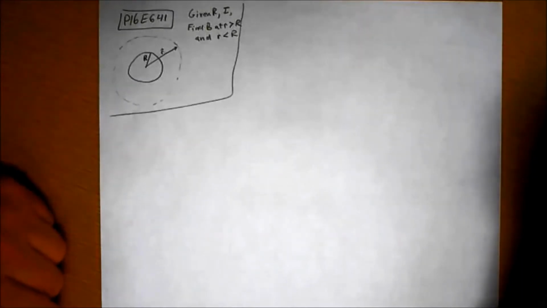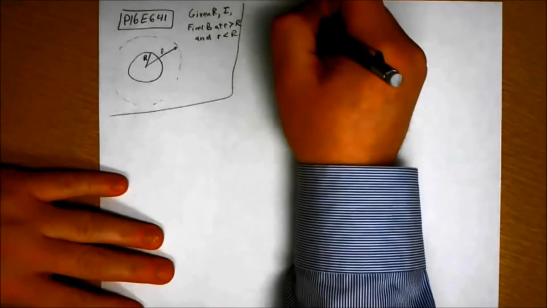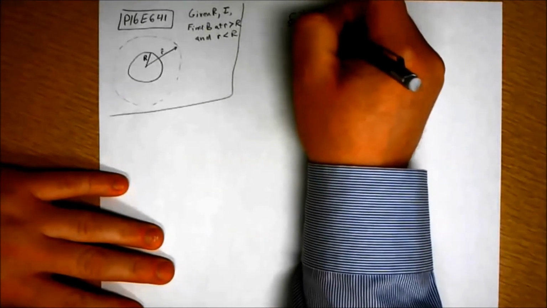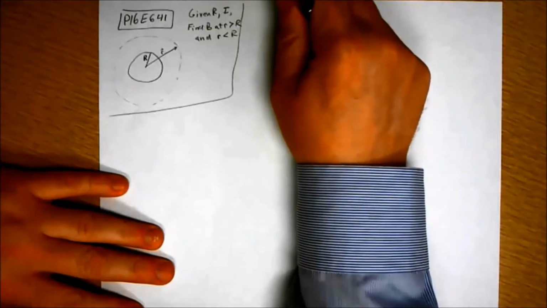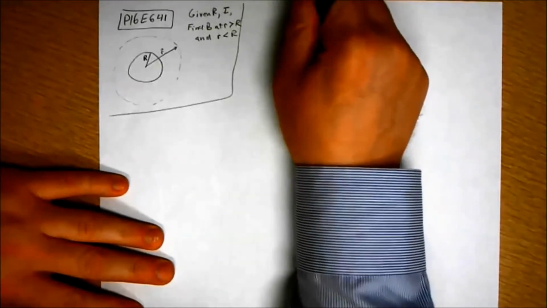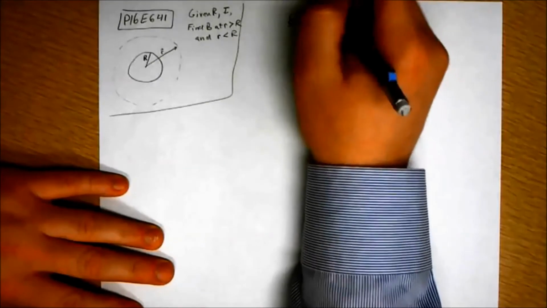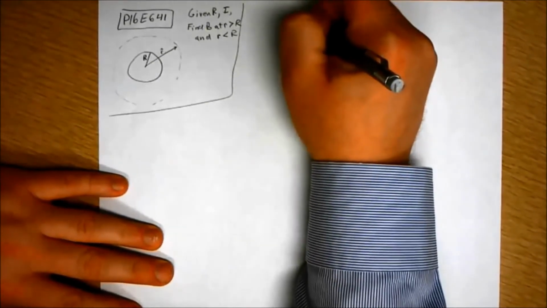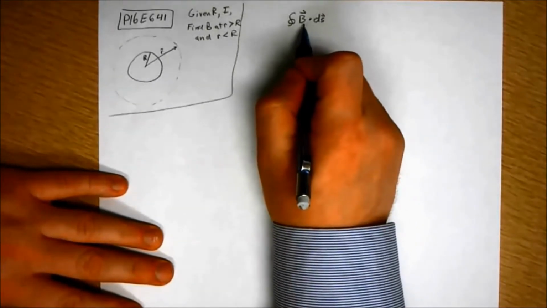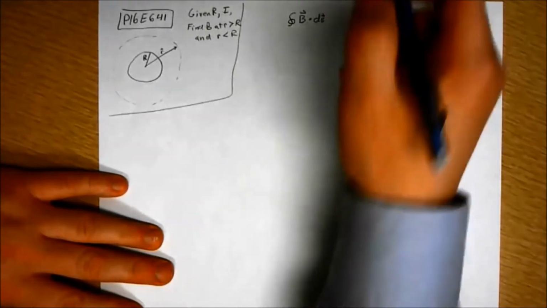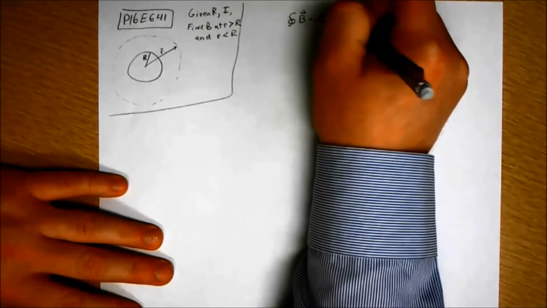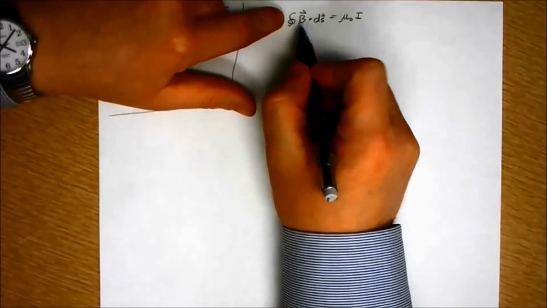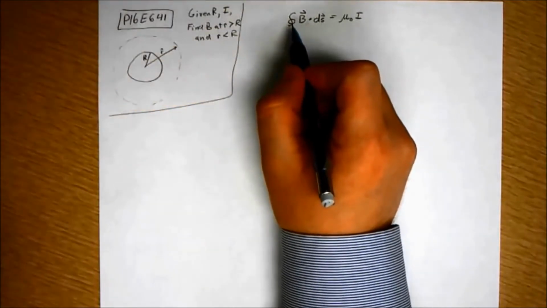Okay, so this problem involves Ampere's law, which says that the line integral or path integral of B dot ds, that means the integral of the magnetic field B along the path ds, is equal to mu naught I. I should also note that part of Ampere's law says that this path integral must be performed along a closed loop.